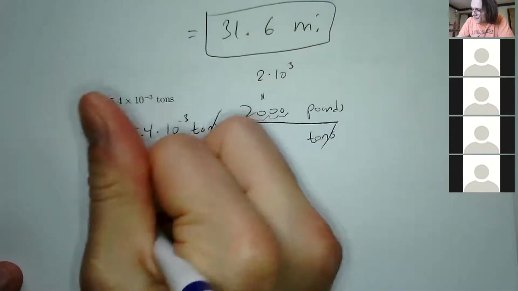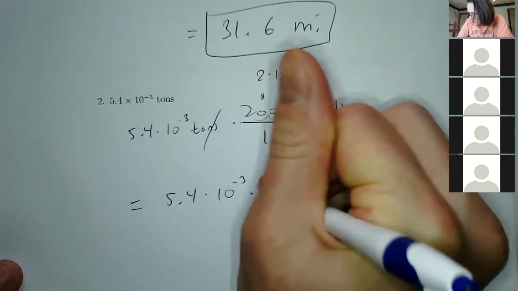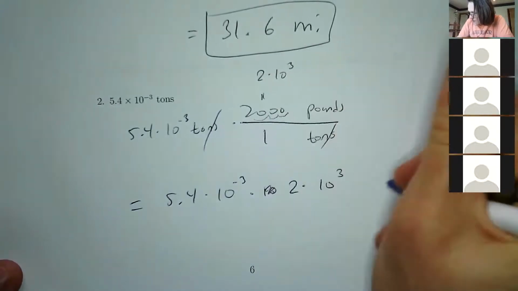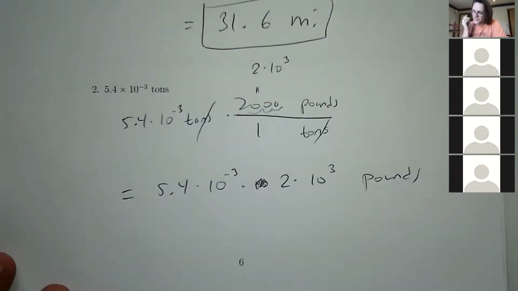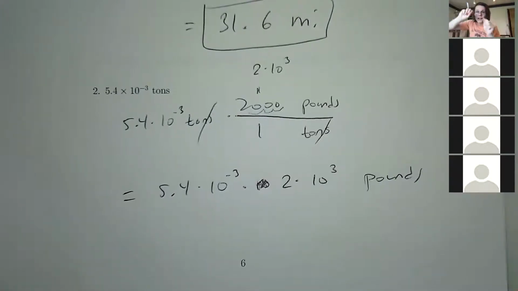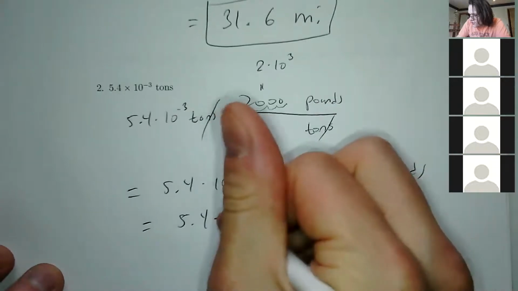So I get 5.4 times 10 to the minus 3 times 2 times 10 to the 3 pounds. Sorry for the scribbliness. This pen, I think, is dying. But yeah, so now I have 10 to the negative 3 pounds, I have 10 to the 3 pounds, and I'm multiplying them together. And just like we said, when you multiply exponentials with the same base, you add the exponents. So minus 3 plus positive 3 is 0. And so altogether, I just get 5.4 times 2 pounds.